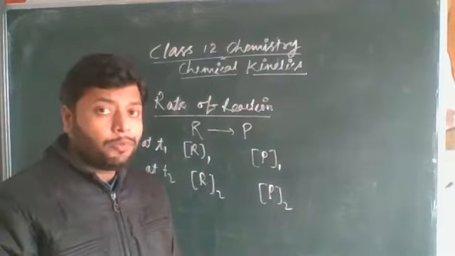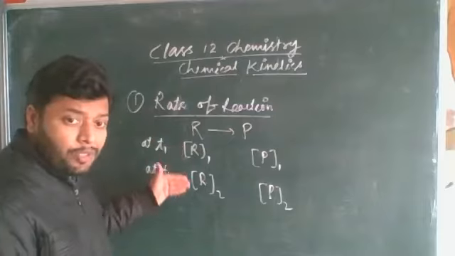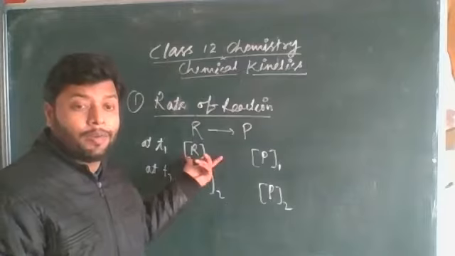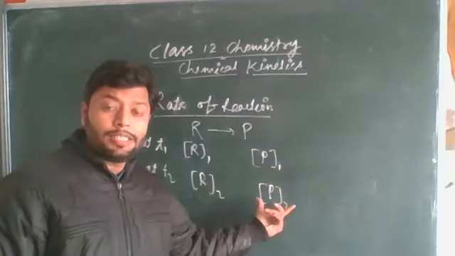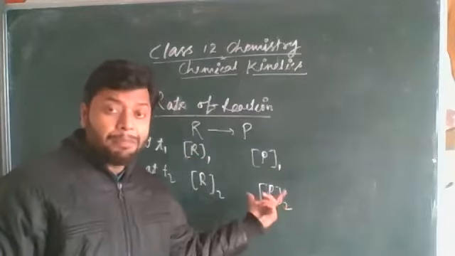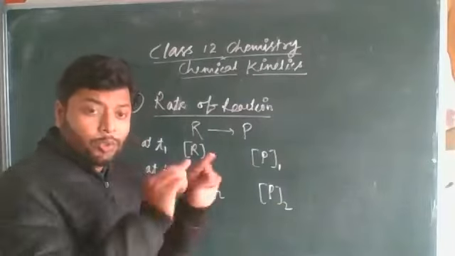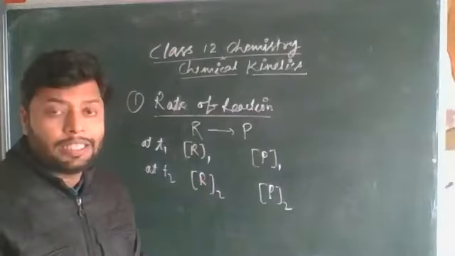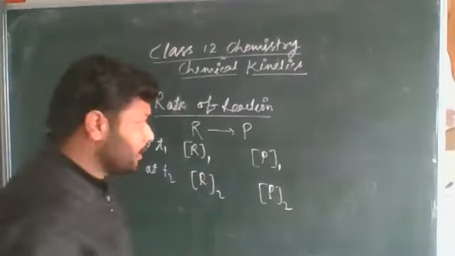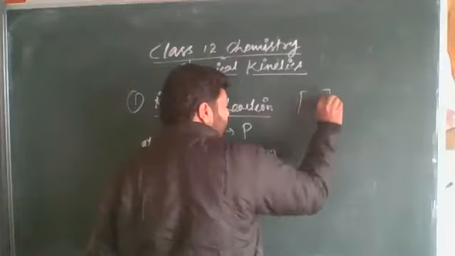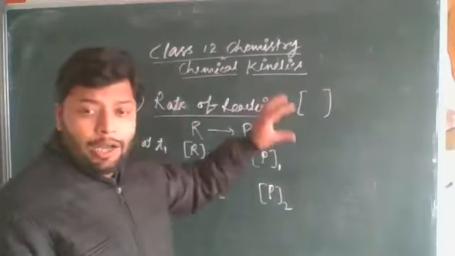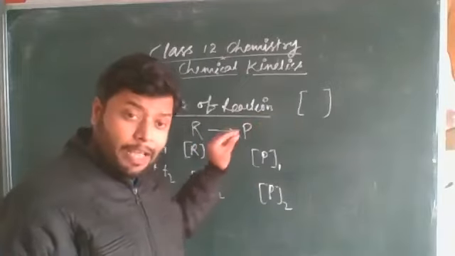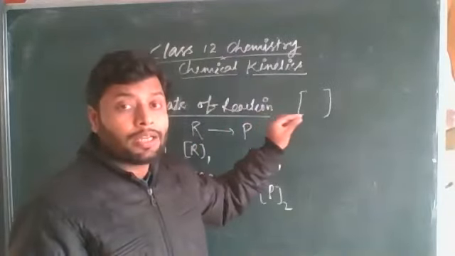it will become R2 and P2. You have to know that with the passage of time the concentration of reactants must decrease, so R2 is smaller than R1, and with the passage of time the concentration of product will increase, meaning P2 will be greater than P1. The square bracket indicates the molar concentration of any given reactant or product. You should learn that: whenever things are enclosed in square brackets in chemistry, it indicates the molar concentration.